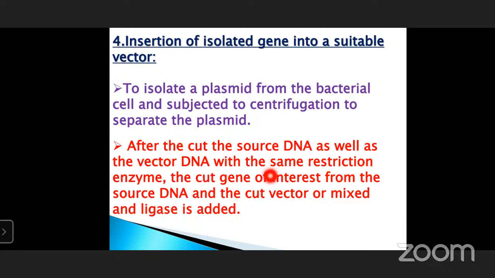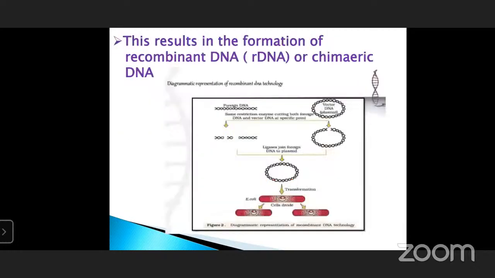with the same restriction enzyme action. When the foreign DNA is cut with the help of EcoR1, the same EcoR1 is used to cut the plasmid DNA, and the source DNA and vector DNA are mixed together with the help of DNA ligase enzyme. This results in the formation of recombinant DNA, or rDNA, or chimeric DNA.